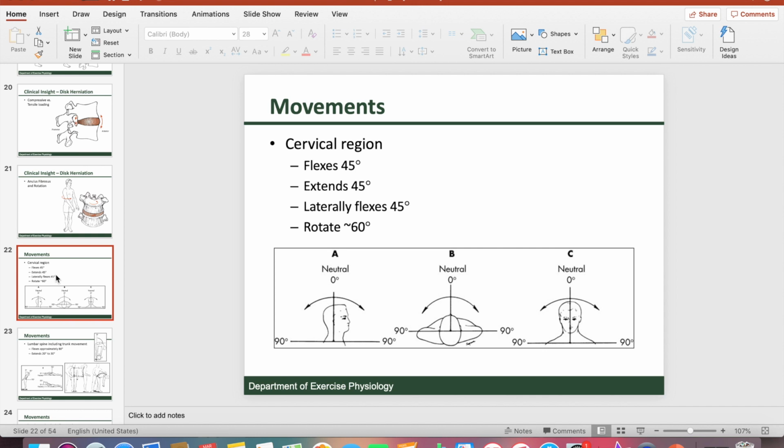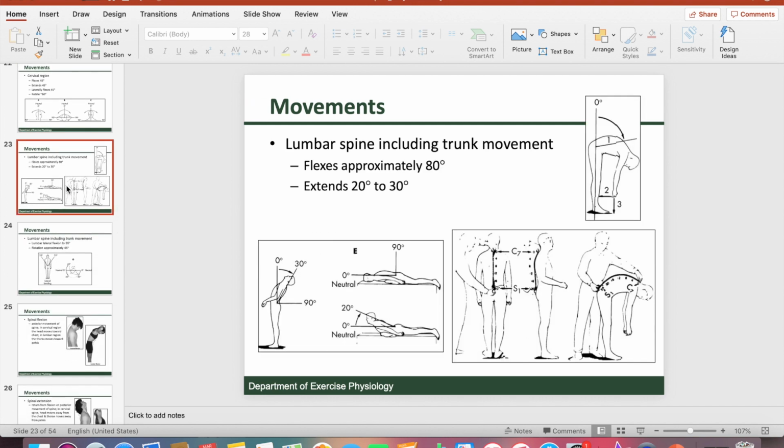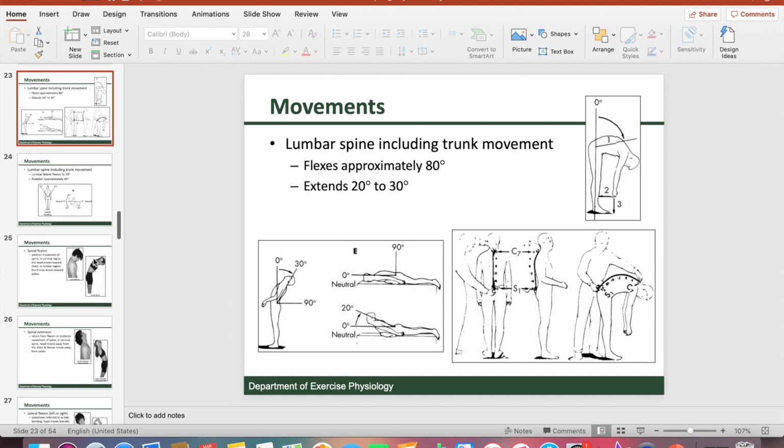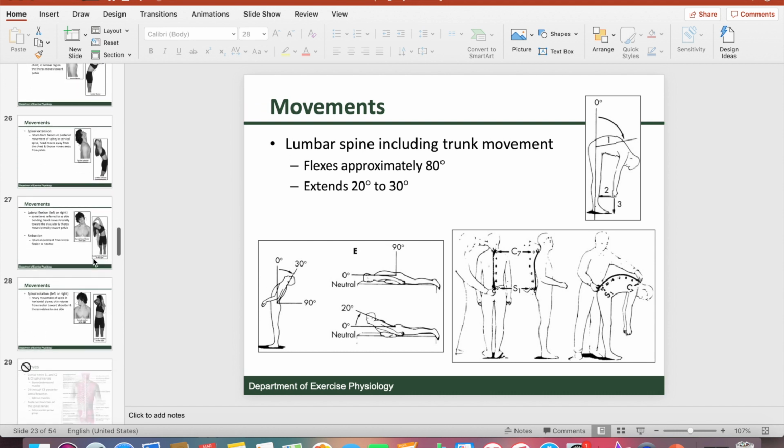The movements. This is something I feel that you can kind of read through on your own. Some things to point out. Notice that we can go into flexion approximately 80 degrees, but we can only extend about 20 to 30 degrees, which really alludes back to the previous video where we were talking about how we have so much more ligament support posteriorly, and it's because we have such a big range of motion going into flexion.